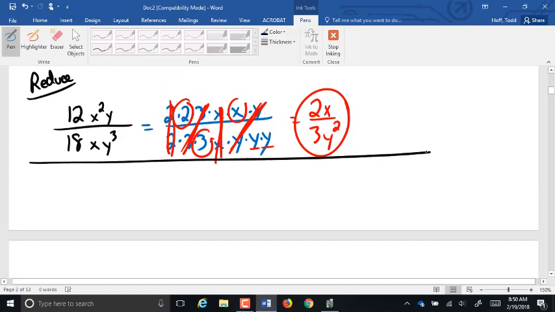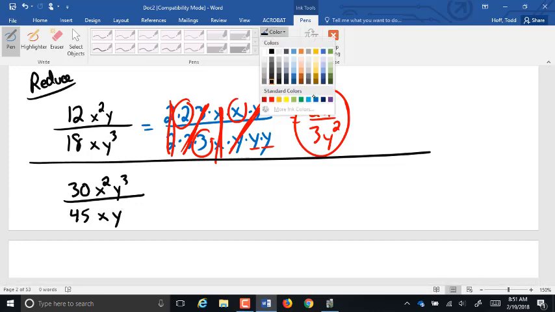I'm going to have you try one in your notes here quick. We're going to have you do 30 x squared y to the third over 45xy. We'll give you a couple minutes and then we'll talk about that one.